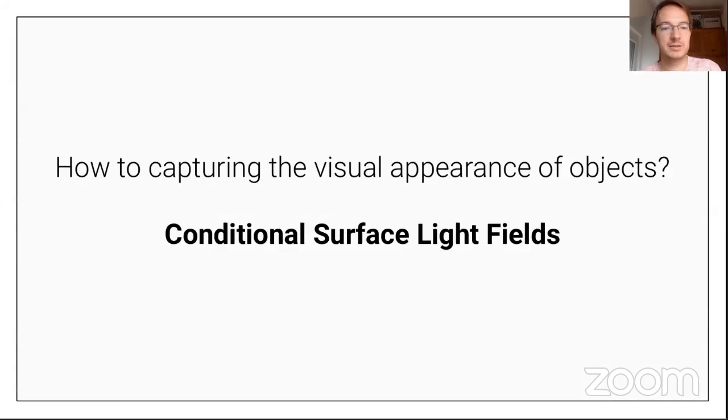Now, all of the results that I presented so far were targeted towards highly accurate geometry. But what about appearance? And in particular, what about realistic appearance? Appearance that changes with respect to the viewpoint of the observer. I want to briefly present now some very recent work that we did on representing surface light fields using implicit representations.